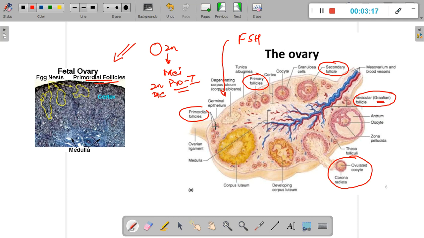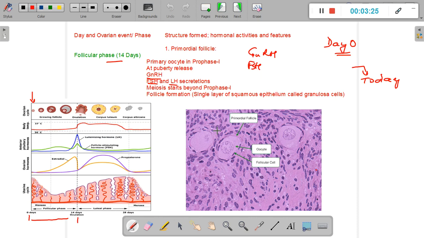The FSH tells the cells in the cortical region to form specialized cells around the primary oocyte. Let us look at this particular image. So this is what happens. We've got the primary oocyte in the center, and around it a layer of cells begins to form, and these are called follicular cells. Now these are called primordial follicles, and bear in mind that primordial follicles are formed in the fetal stage, right? So what I'm talking about now is a post-pubertal event.